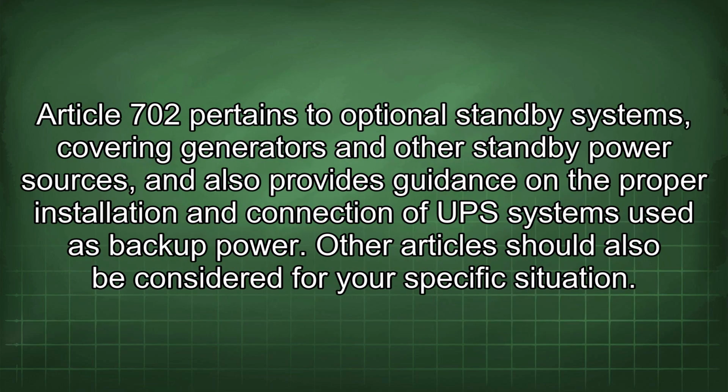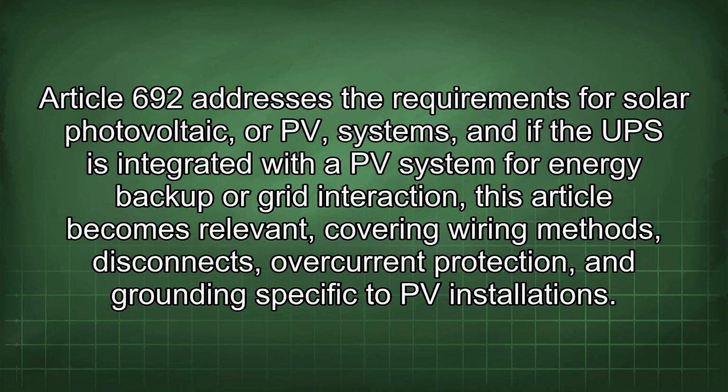Article 702 pertains to optional standby systems, covering generators and other standby power sources, and also provides guidance on the proper installation and connection of UPS systems used as backup power. Other articles should also be considered for your specific situation. Article 692 addresses the requirements for solar photovoltaic, or PV, systems, and if the UPS is integrated with the PV system for energy backup or grid interaction, this article becomes relevant, covering wiring methods, disconnects, overcurrent protection, and grounding specific to PV installations.